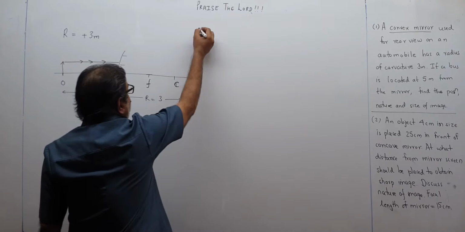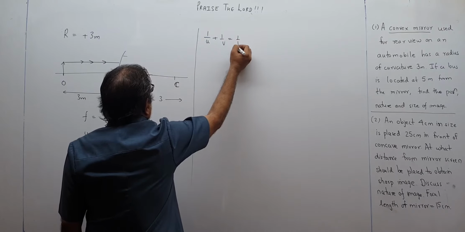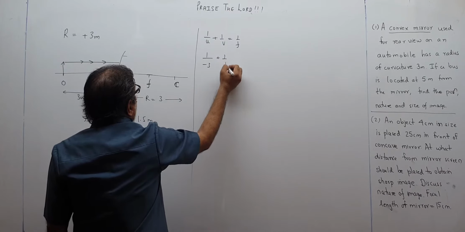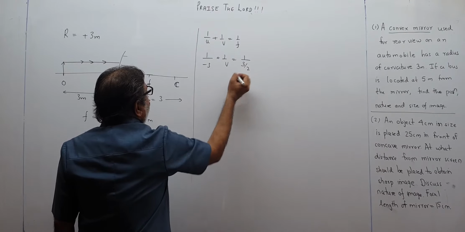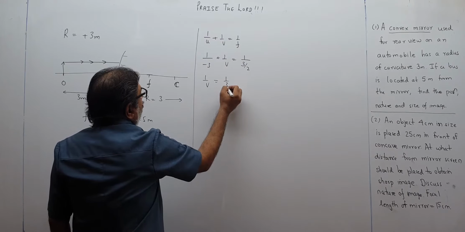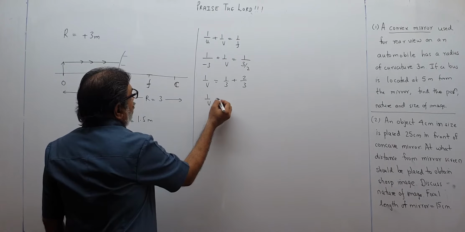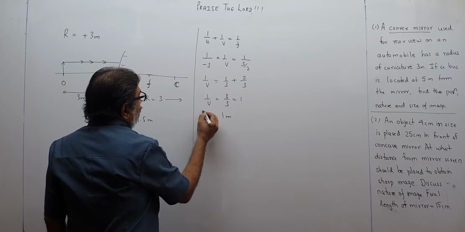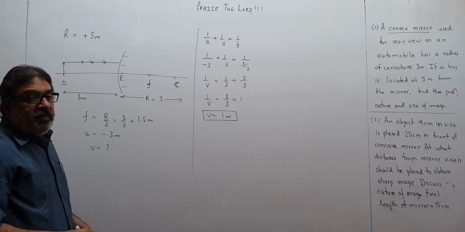So we know the formula very well for mirrors. 1 upon U plus 1 upon V equal to 1 upon F. We put the values. U is minus 3, plus 1 upon V equal to 1 upon F, 3 by 2. Or you can put 1.5, so that is okay. So 1 upon V becomes, this minus will go to that side, 1 upon 3 plus 2 by 3. 2 goes up. So 1 upon V will be 3 upon 3, that is 1. So V will be 1 meter. That means the image will be at distance of 1 meter from the pole.